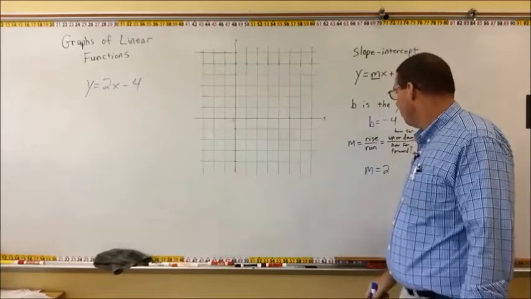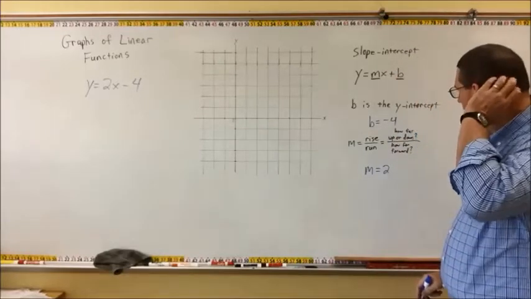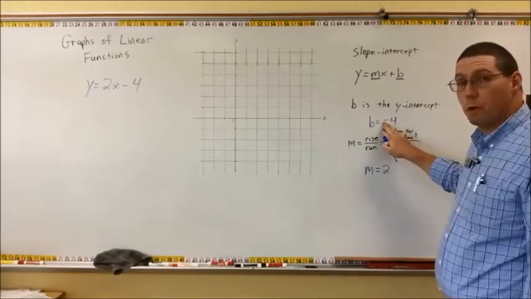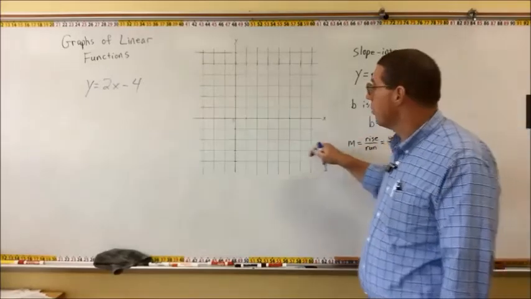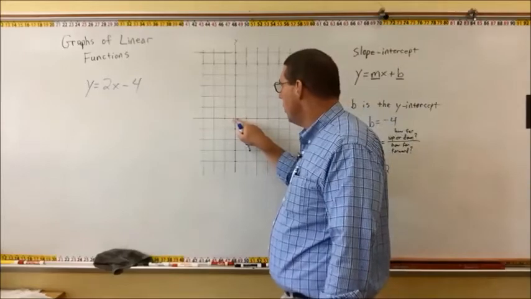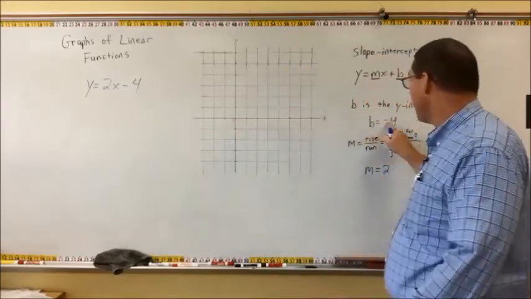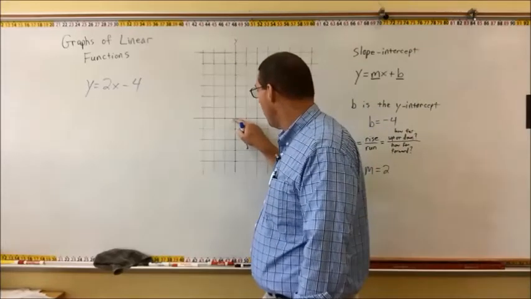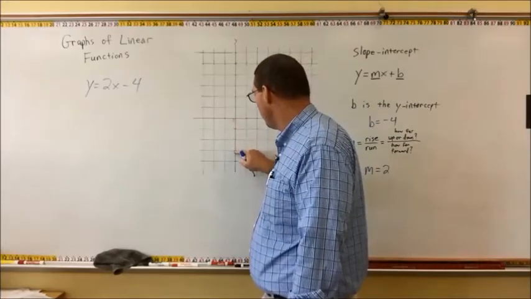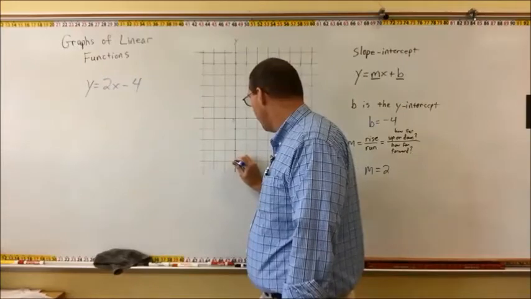So here's what we're going to do. We are going to first plot the y-intercept. Okay, so we're going to go over here to the y-axis. We're going to go to the origin. B is negative 4, so that means down 4. So we're going to go to negative 4 on the y-axis. 1, 2, 3, 4, and we're going to put a dot.